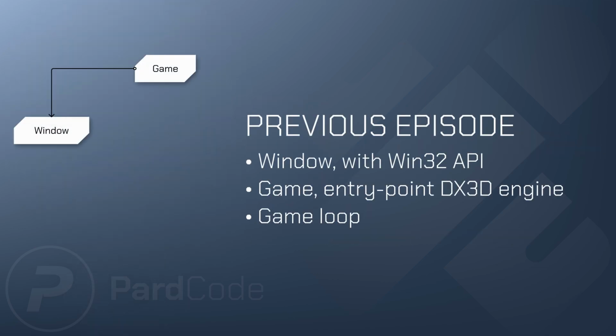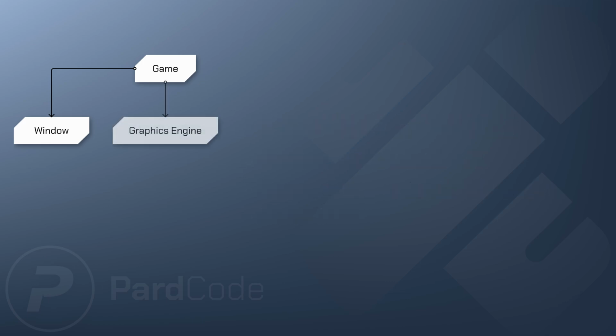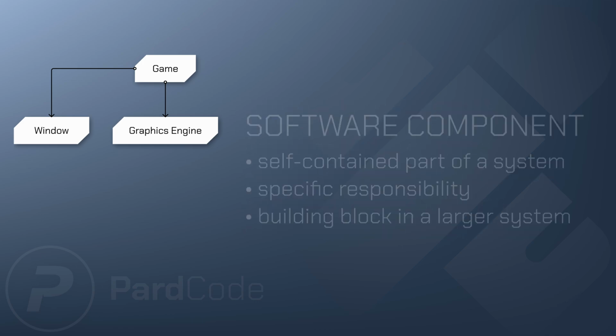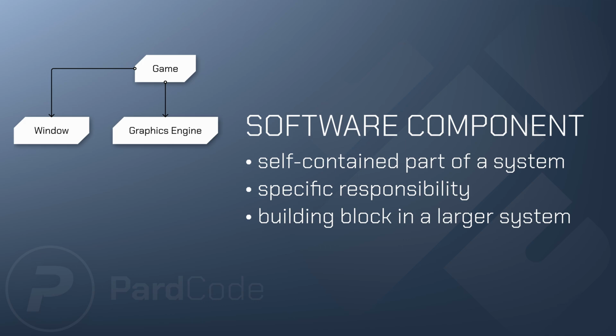Last time, we created the window using the Win32 API and introduced the entry point module of our game engine, the game class, along with the main game loop. This time, we will focus on developing the graphics engine. A graphics engine can be defined as a software component of a game engine, responsible for rendering 2D and/or 3D graphics on the screen. In software engineering, a component is a self-contained part of a system with a specific responsibility. Think of it as a building block in a larger system, in this case, the DX3D engine.